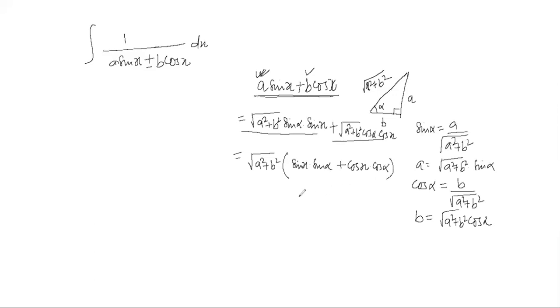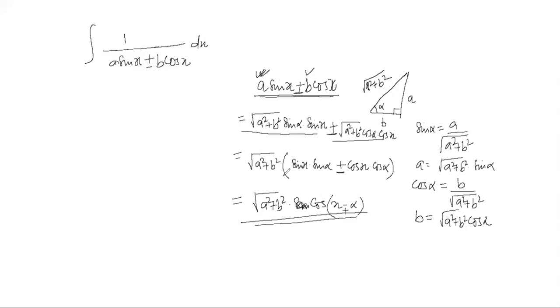This equals root under a square plus b square into cos of x minus alpha. If instead we have a sin x minus b cos x, in place of plus we just write minus, and in place of minus our result would be plus.